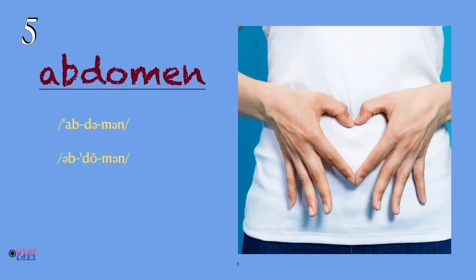In the first variation, the stress is in the first syllable. The letter O takes a schwa sound as well as the letter E. In the second variation, the first letter A takes a schwa sounding letter E, and the stress is in the second syllable. Just like the first variation, the letter E takes a schwa sounding E. So, the two ways to say this word are abdomen or abdomen. Again, abdomen or abdomen.